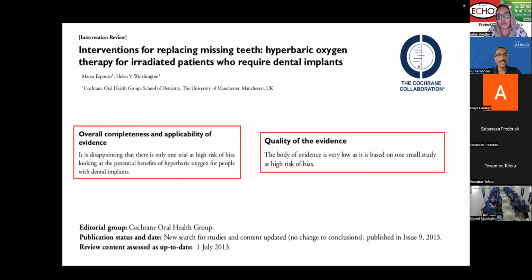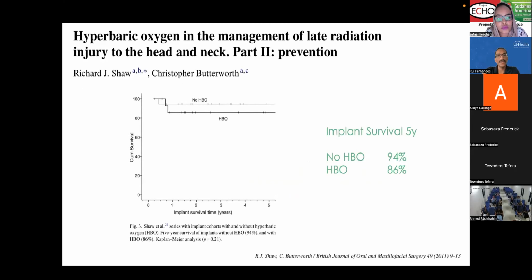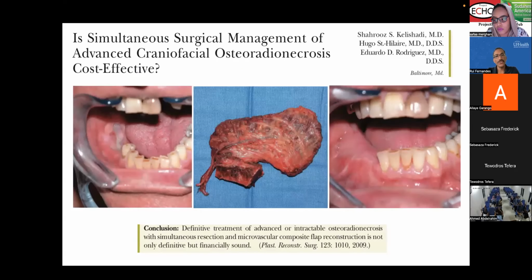If you do decide to put dental implants on these patients, what is the probability of these implants surviving in the face of radiated patients? If you do hyperbaric versus no hyperbaric, it is not statistically different. And lastly, how should you manage the patients that do have osteoradionecrosis?